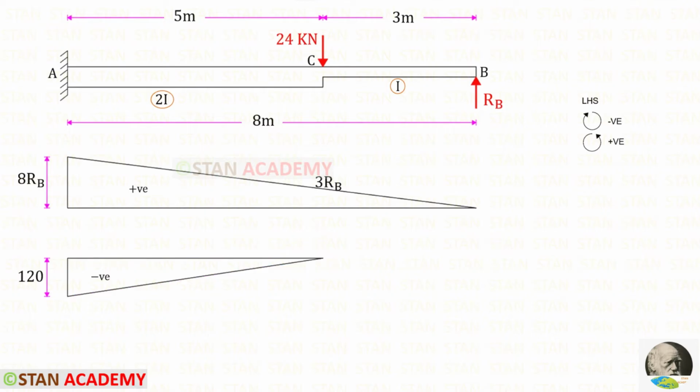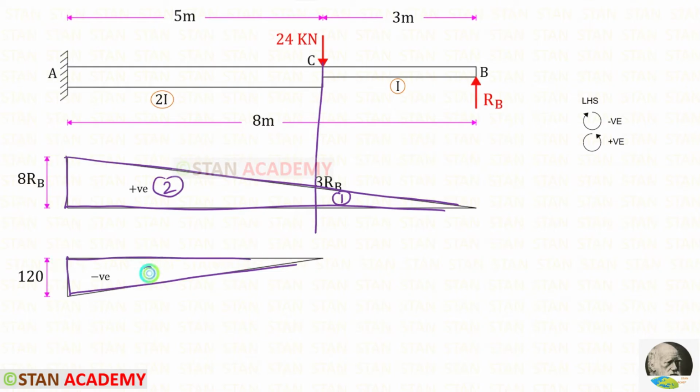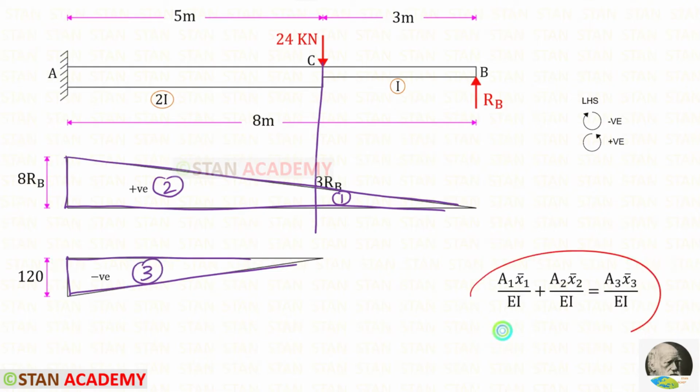We know that in this beam the moment of inertia is different. For AC it is 2I and for CB it is I. So from the point C, we have to split this diagram into two parts. Let us keep this part as 1, this part as 2, and this diagram as 3. Using these, we can formulate this equation.